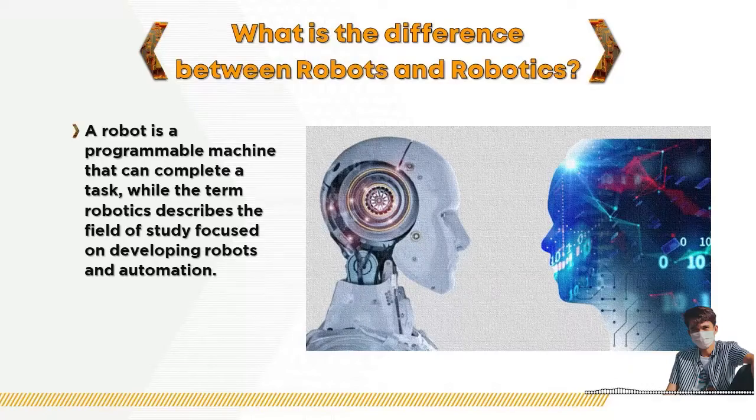Now that we are able to define what a robot and robotics are, let us differentiate the two terms. What is the difference between robots and robotics? A robot is a programmable machine that can complete a task, while the term robotics describes the field of study focused on developing robots and automation. Before, some people perceived robots as dangerous technological ventures that will someday lead to the demise of the human race, either by outsmarting us to take over the world or by turning us into technology-dependent beings. But to understand more about them, let us go back to their origins and early concepts.